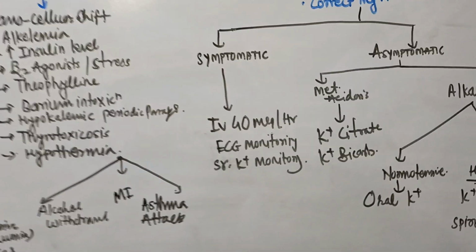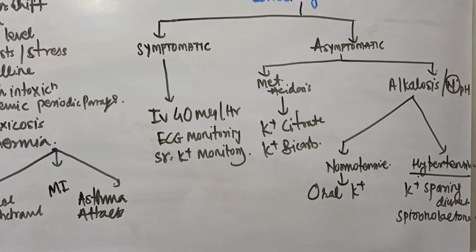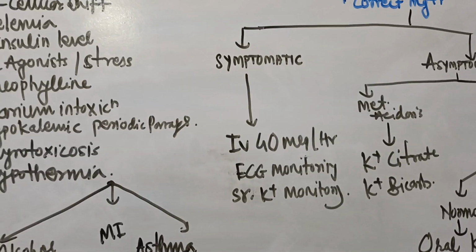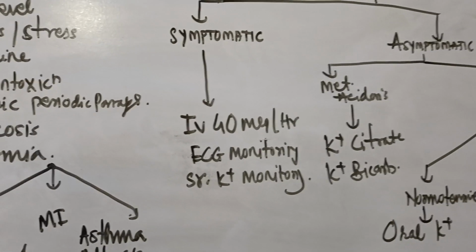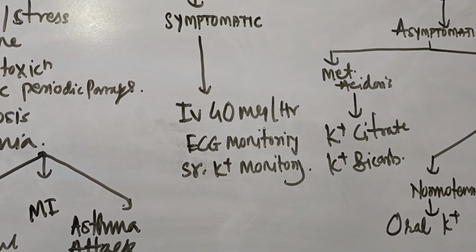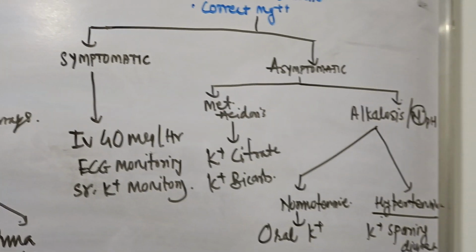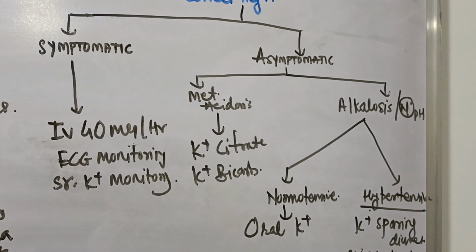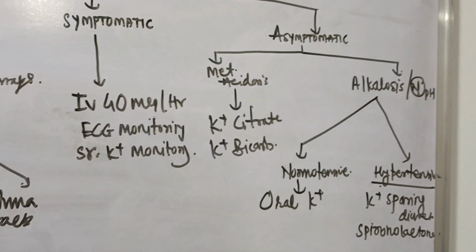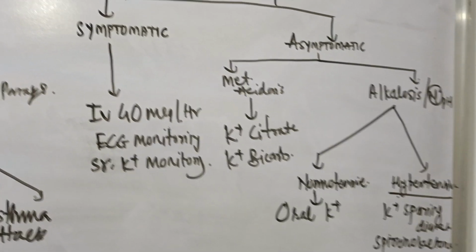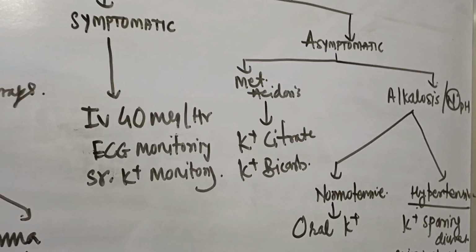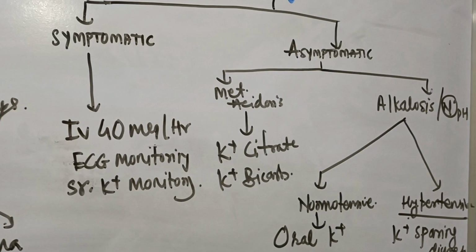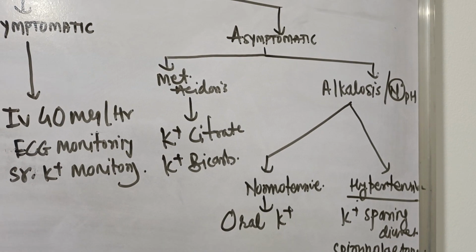If the patient with hypokalemia is symptomatic, what should we do? IV 40 milliequivalent of potassium should be given per hour while doing ECG monitoring and serum potassium monitoring. This is very simple, but in detail we will have to explain it in the next lecture. Correction of potassium is a very big topic. Now the other patients, those who are asymptomatic.